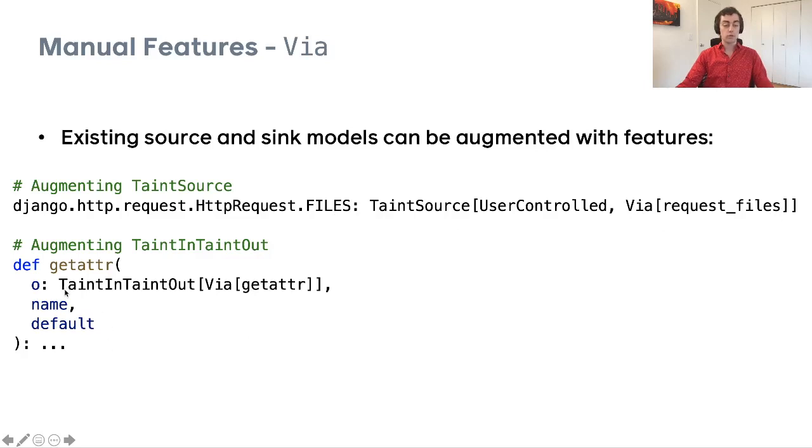Or I mentioned earlier that you can explicitly declare taint-in taint-out functions. If you explicitly declared a taint-in taint-out function, you can also put the via declaration in there and tell it via getAttribute. And then any data that has gone in through this O value and come out through the return value of getAttribute will have this feature attached.